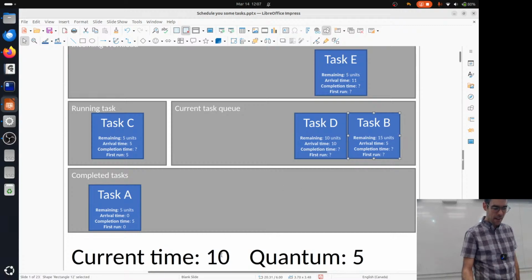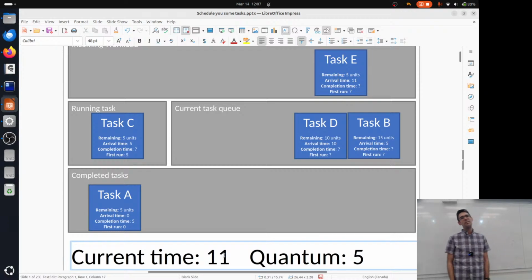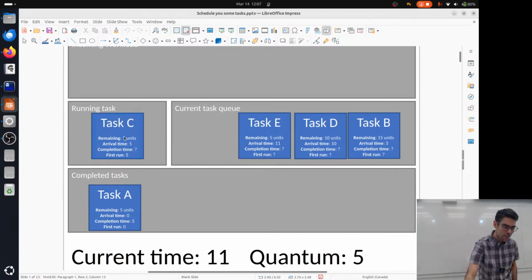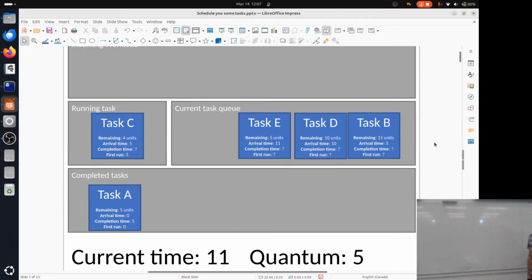We'll go to time 11. And at time 11, task E arrives. And task E gets to shove everybody else out of the way because it's the smallest task. So there's 4 time units left remaining for C. All of our jobs are currently in our system. 1 job has finished. And we've got this case where task B arrived before these other 2 tasks did, but it just keeps getting pushed back. It keeps getting pushed back.